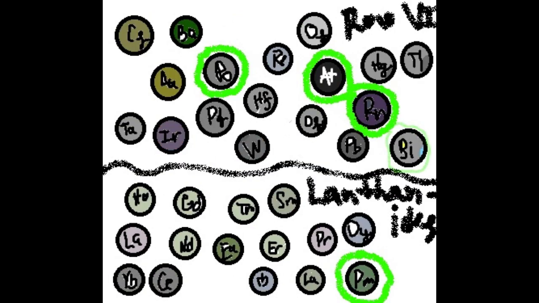Row 6 is even longer than row 5. It is so long that part of it was broken off to form the lanthanides, named after lanthanum, element 56, the first element in the subgroup. Let's start with the lanthanides.